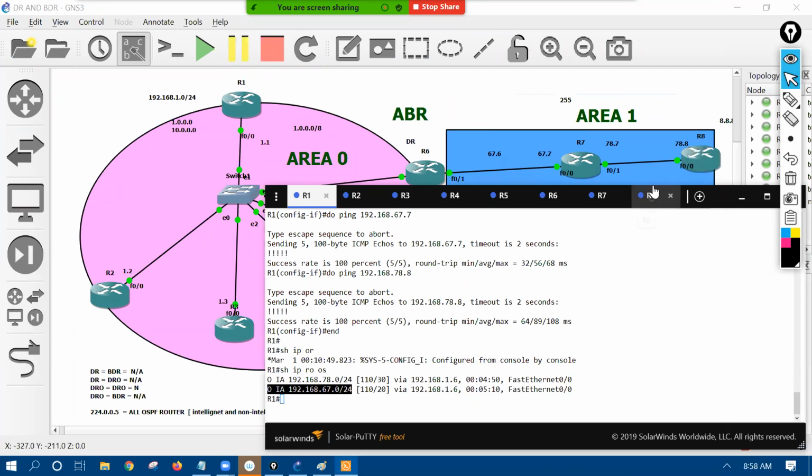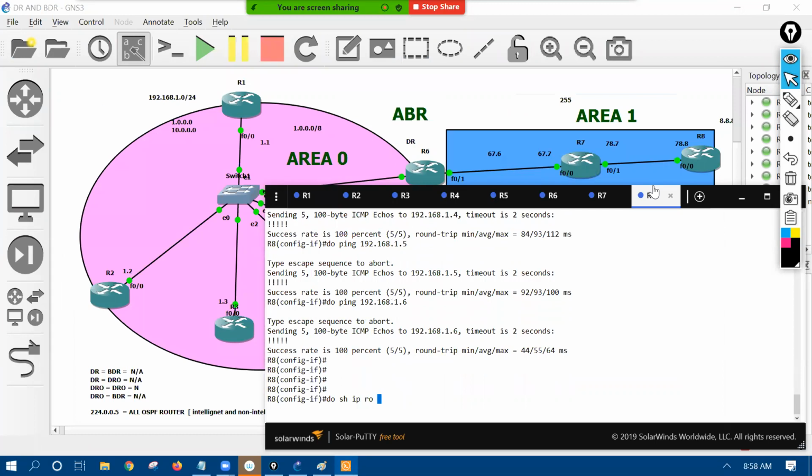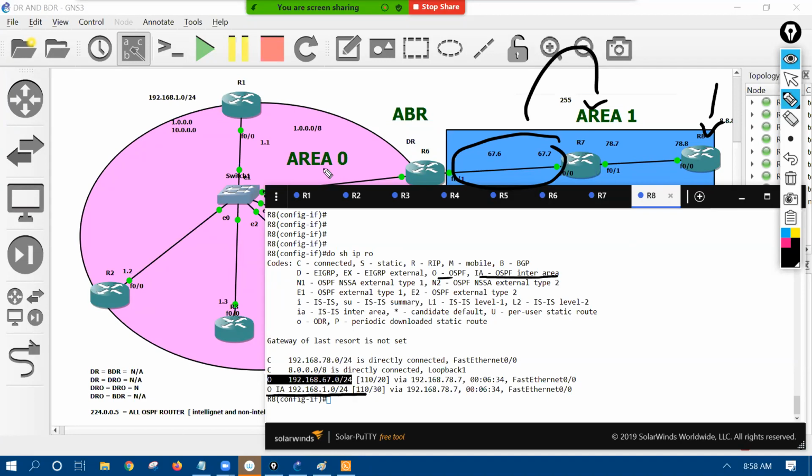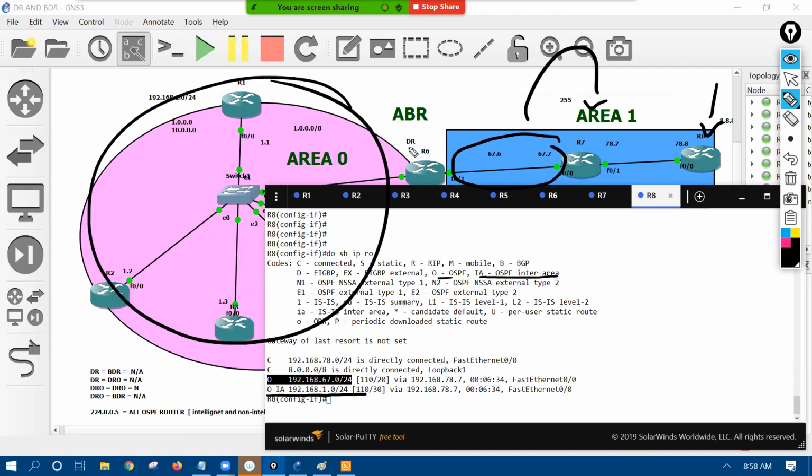If you go back to the R8 router, what happened? We have an O route because these belong to the same area, right? On the R8 router, the 67.0 route is the O route. O means an OSPF route, intra area route. But OIA, the route is coming from a different area. This area 0 route is coming to me, so it becomes the inter area route. If the route is coming from a different area, it is known as the inter area route.